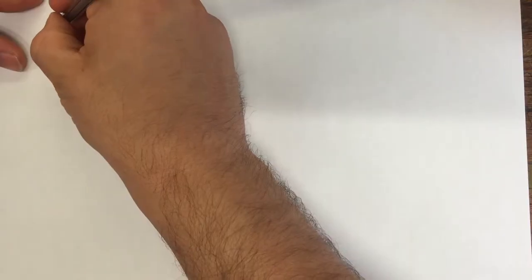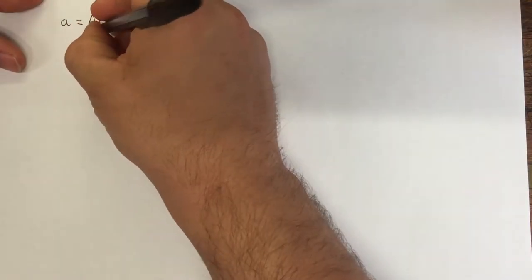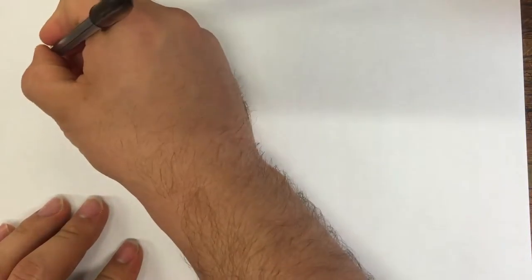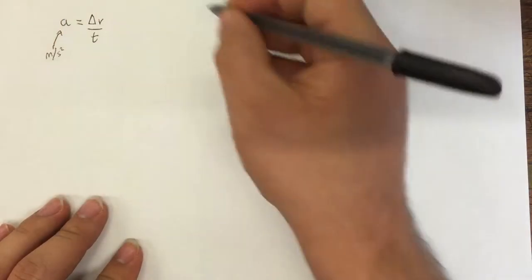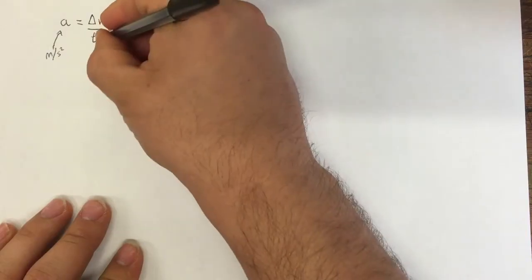This video is on velocity time graphs. So at this point you should have looked at the equation for acceleration. Acceleration is the change in speed or velocity divided by time. The units of acceleration are meters per second squared. Speed is obviously meters per second, and time is in seconds.